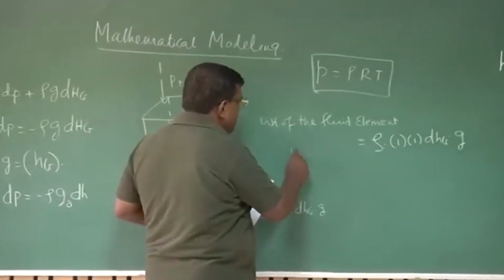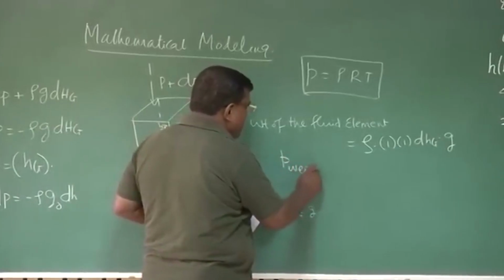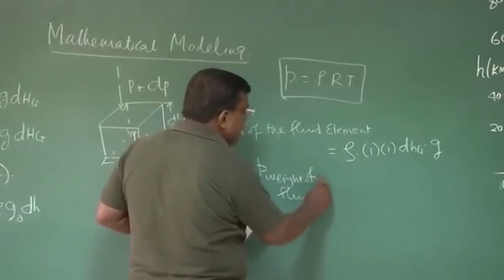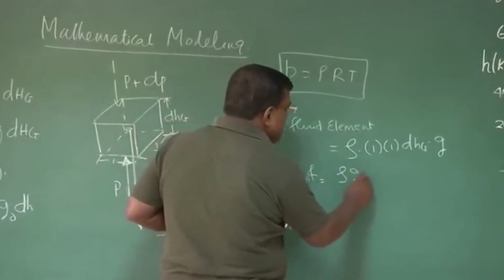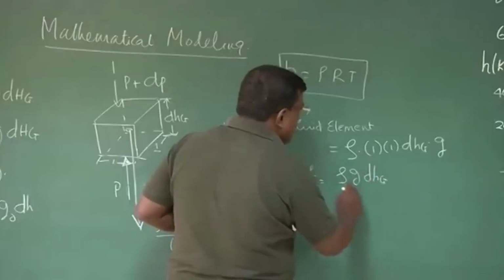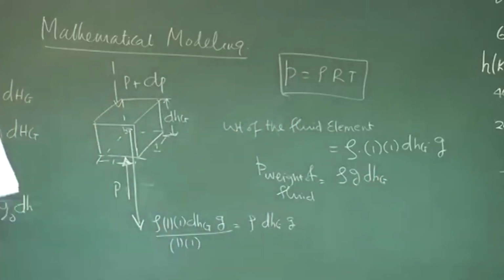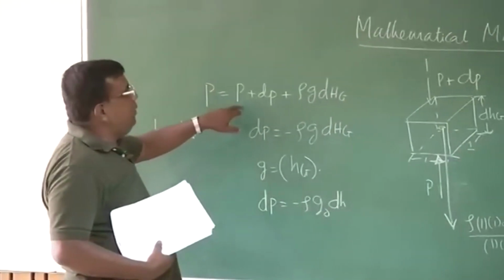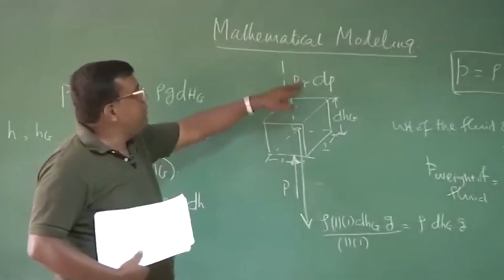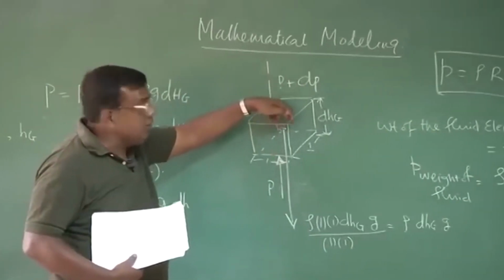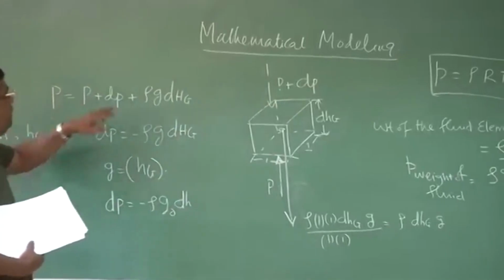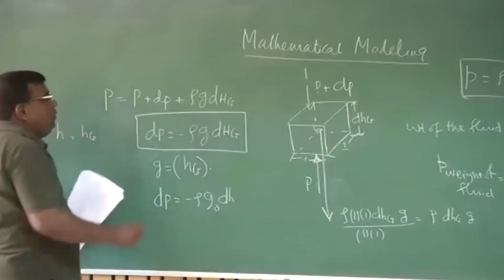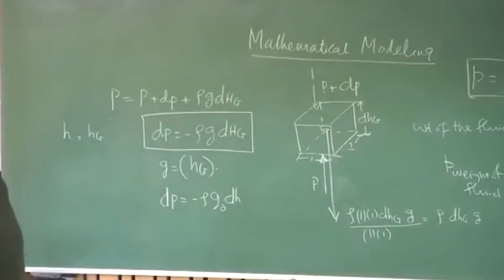So the pressure because of this weight of the fluid, in this case it is air, will be rho G dHg, because the area is 1. So now if I simplify this, I can write P is equal to P plus dP, P here, P plus dP acting down, and pressure because of the weight acting down. So I can equate them and find that dP equal to minus rho G delta Hg.